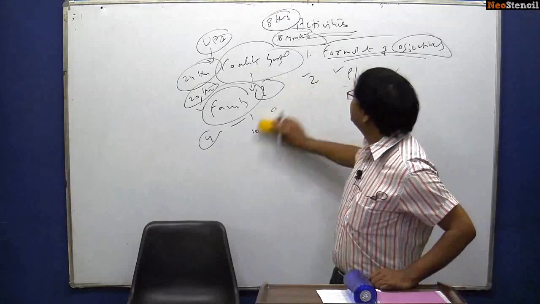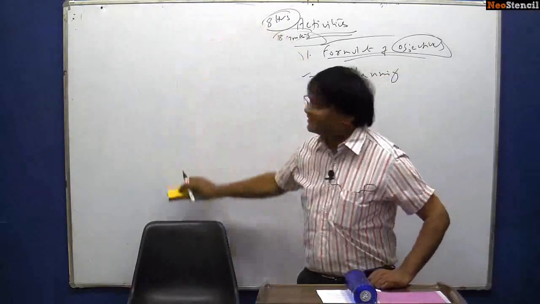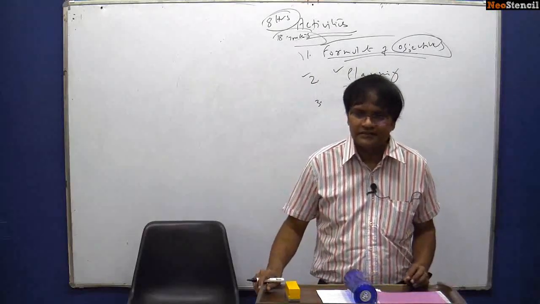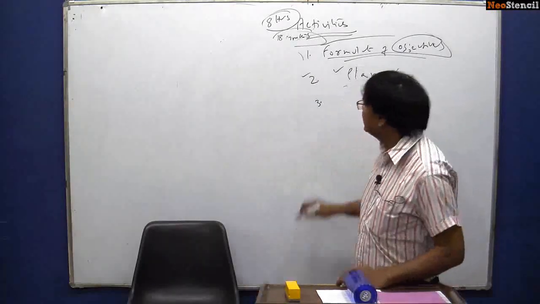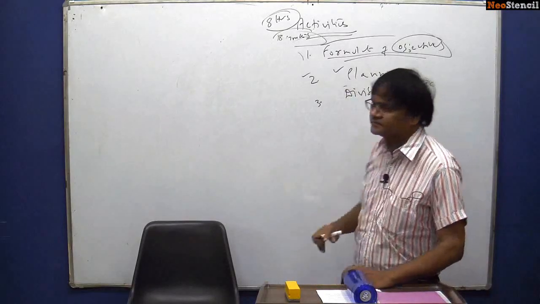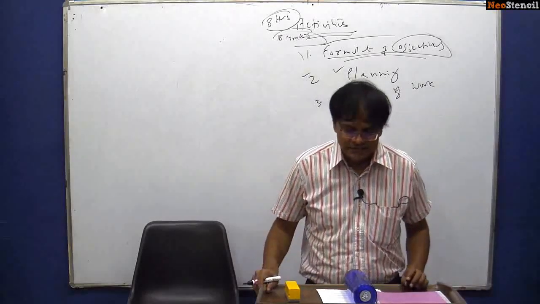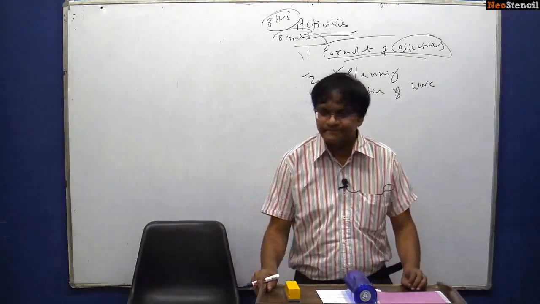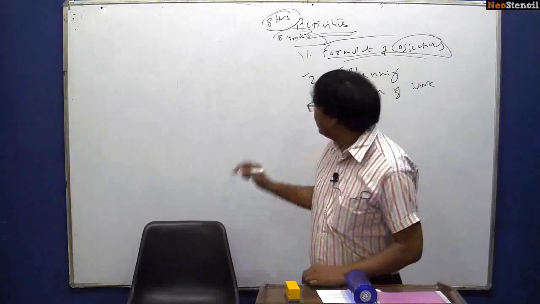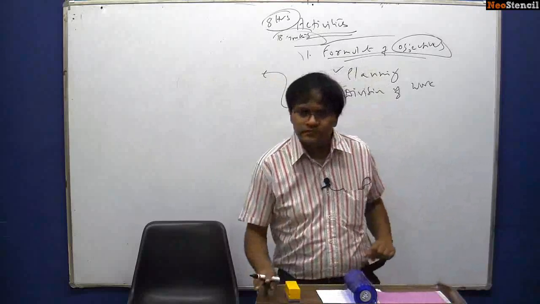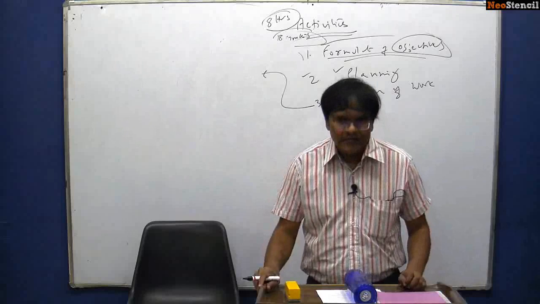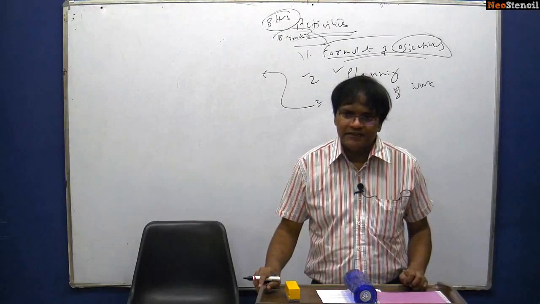So once the planning is done, then what is the next step? Yes. After planning is done, the next step is division of work. Why do we require division of work? Why do we need division of work? Efficiency will come later.